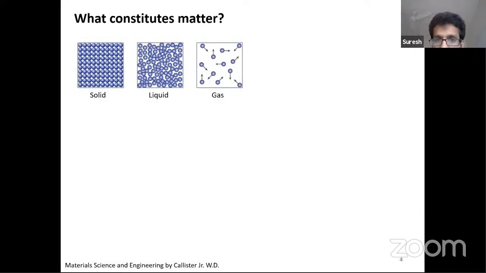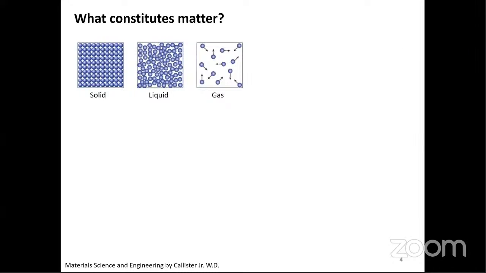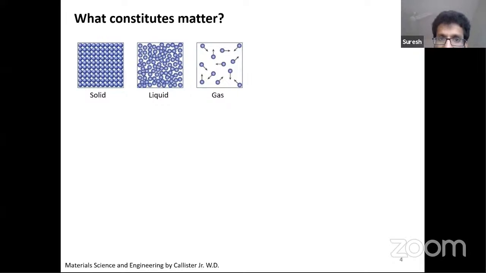So I would like to ask you again here, matter we know, right? There are three states of matter: solid, liquid, and gas. I'm just showing the figure. So what is the difference between these three? Anyone can unmute and give a clear answer. Arrangement of particles. Yes, arrangement of atoms, right? So the atoms are arranged in a different way.